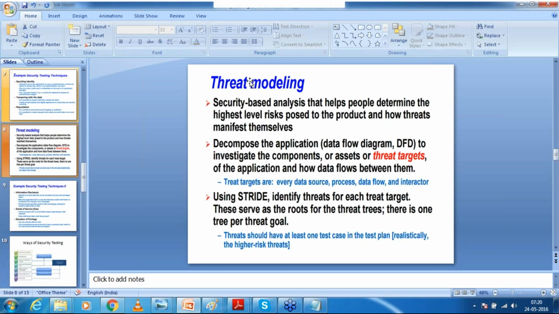So this particular session or security training will help you in doing this. How do you do the threat modeling, and how do you know the security vulnerabilities? All right. So far, any questions, please?